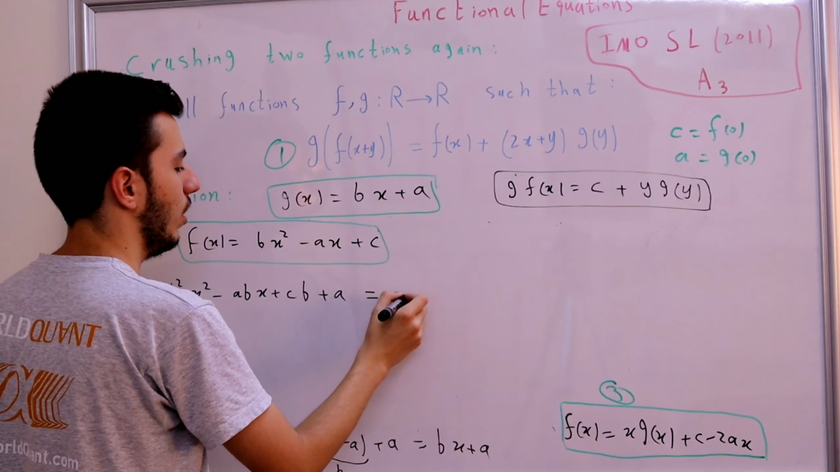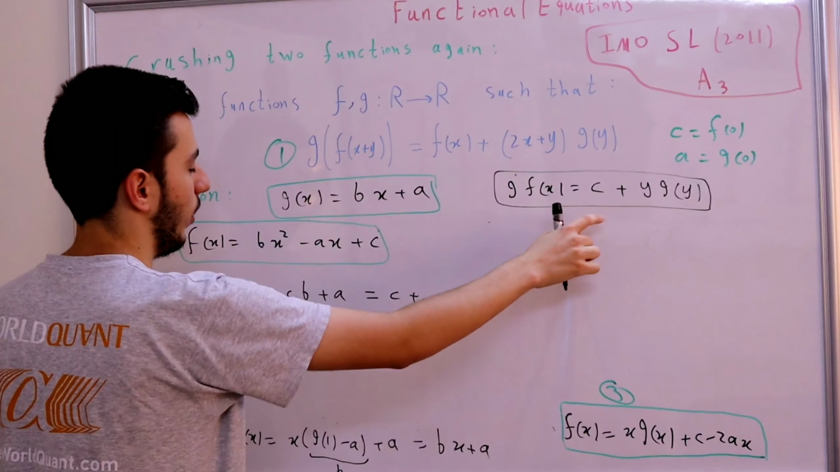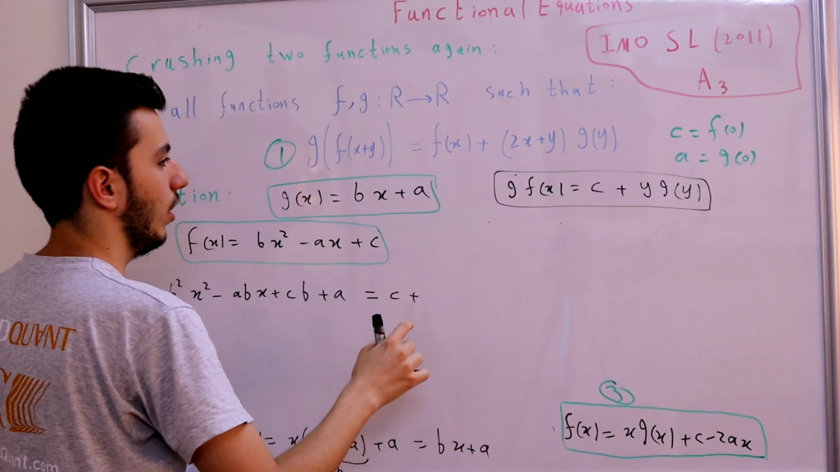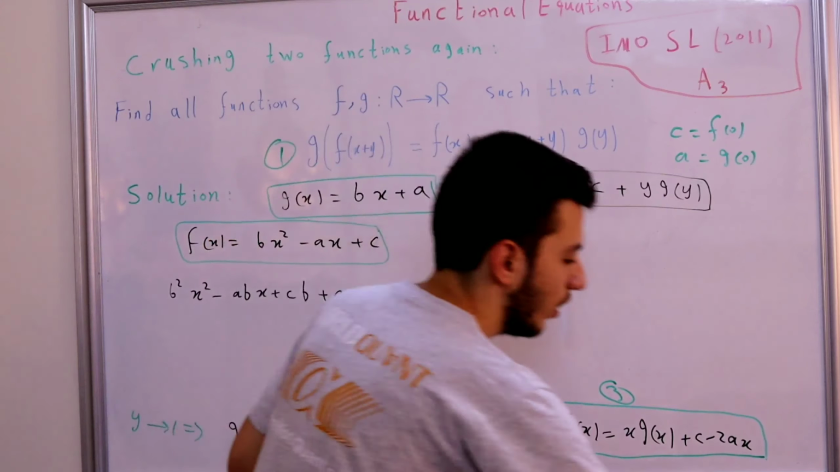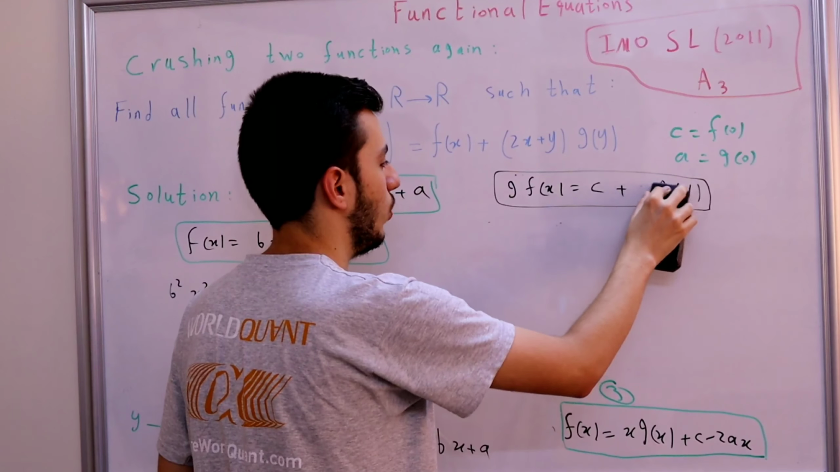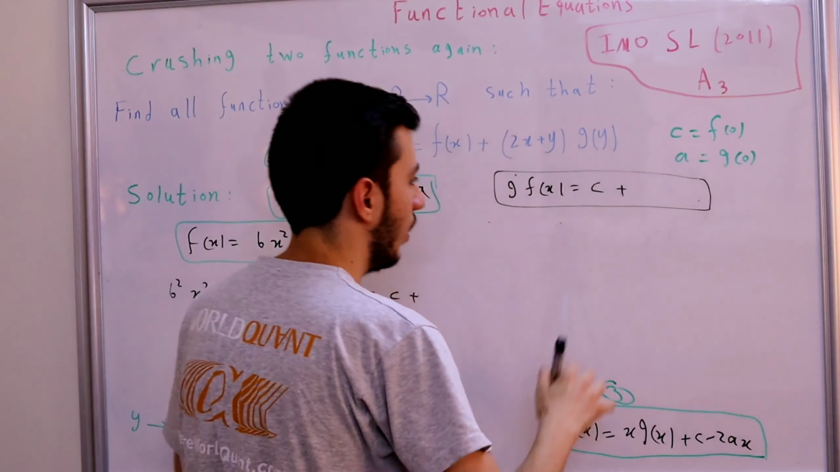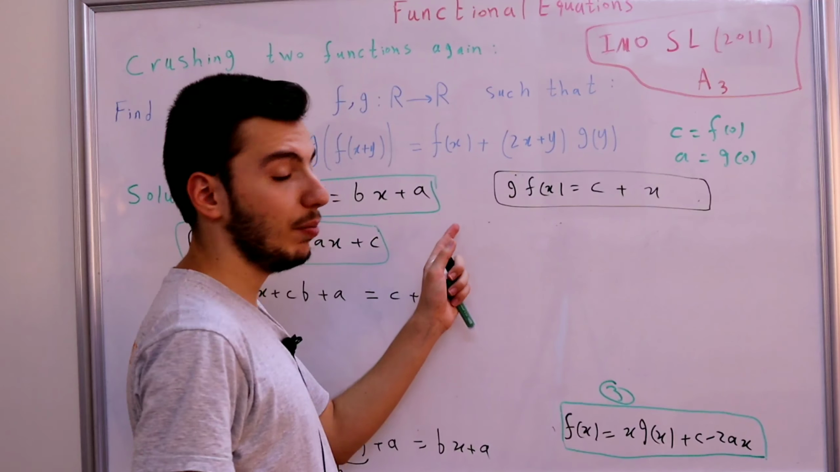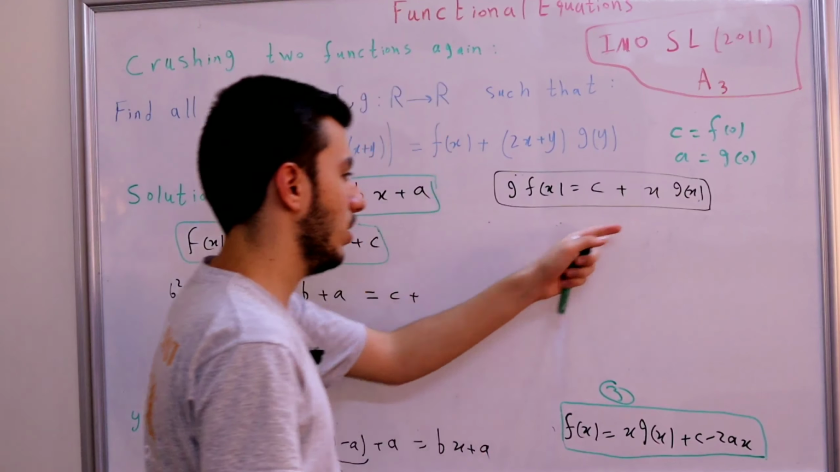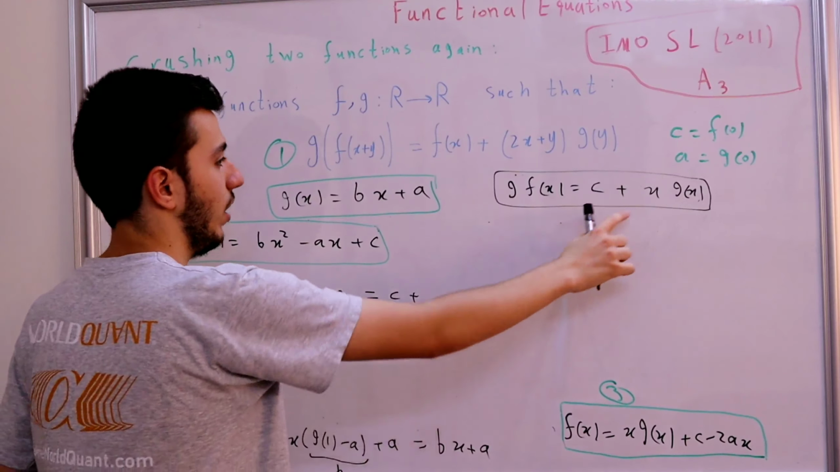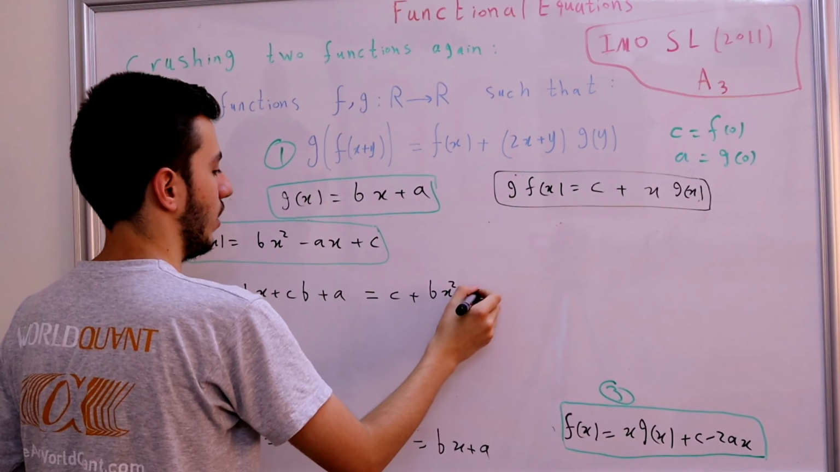This is equal to c plus y g(y). g(y) is this. So I just need to multiply y by this. To multiply y by this, I think I made a mistake. Okay, no problem. This is simply not y g(y), but it's x g(x), right? Because we did a substitution P(0, x), so we don't have any y. So it is x g(x), which means that this is c plus x times this, bx squared plus ax.